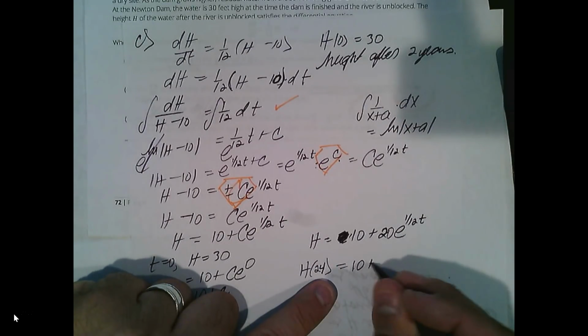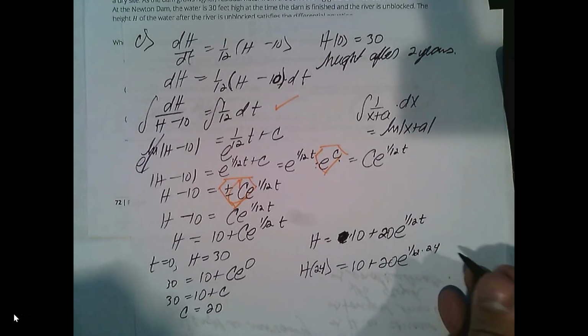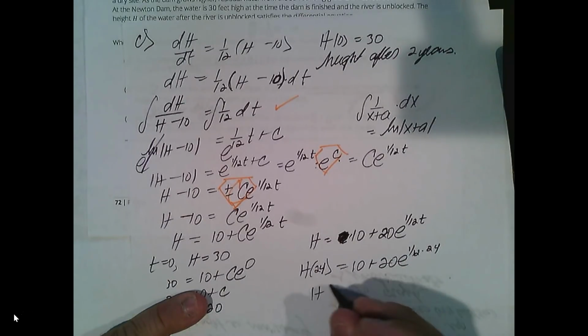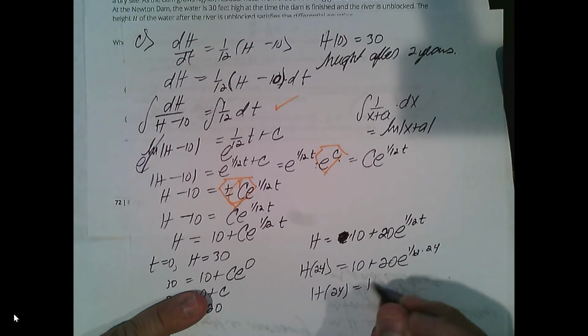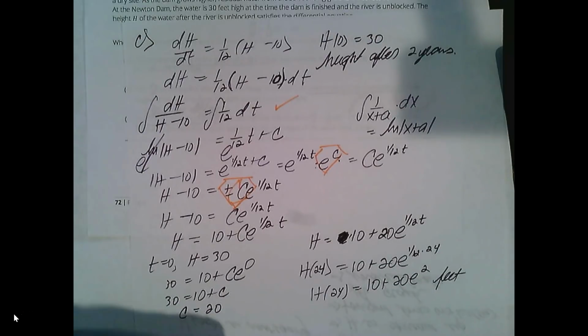h of 24 is going to be 10 plus 20 e to the 1/12 of 24. 1/12 of 24 is 2. The height at time t equals 24 is 10 plus 20e squared. The units should be feet. Congratulations, friends. You are done.